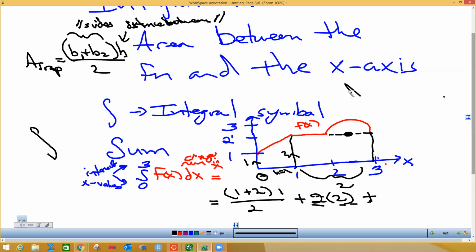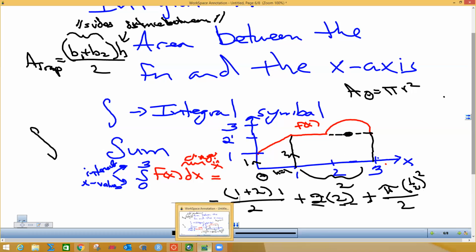I hope we all know that the area of a circle is pi r squared. So I'm going to get pi. And what's my r here? I made it so it didn't work so pretty. 1/2. So I'm going to take my 1/2 and square it. And I'm going to divide that by 2. Why am I dividing pi r squared by 2? Because it's only half a circle.